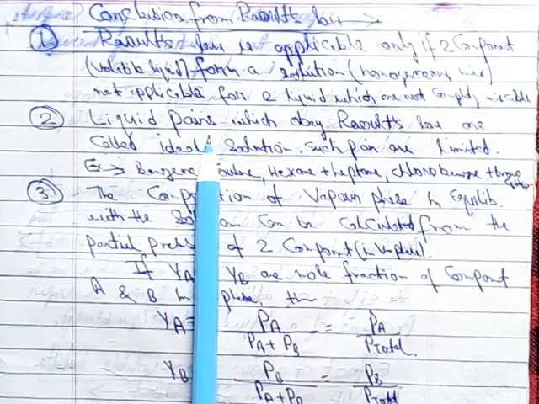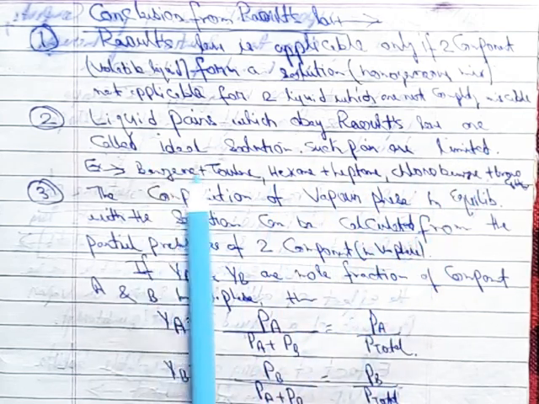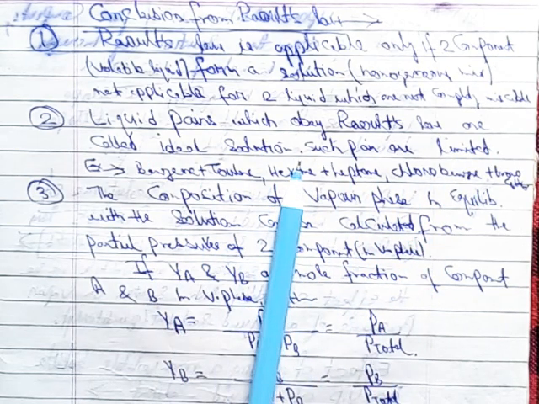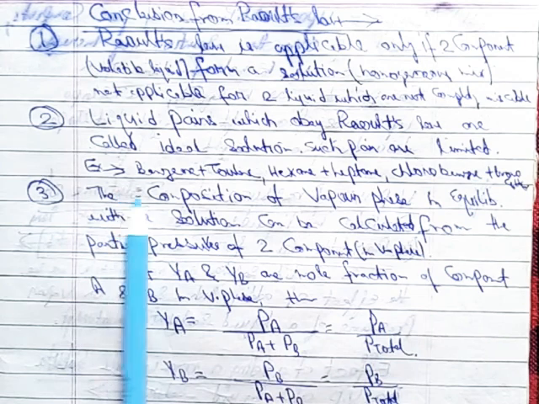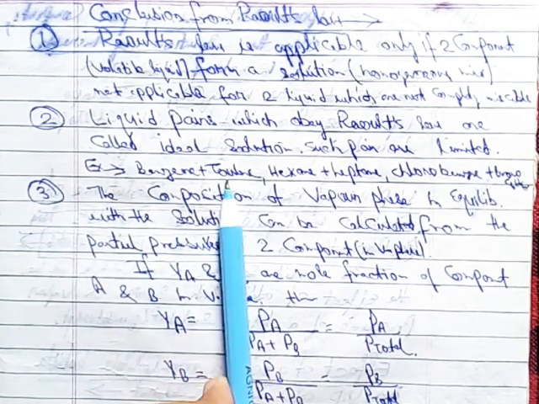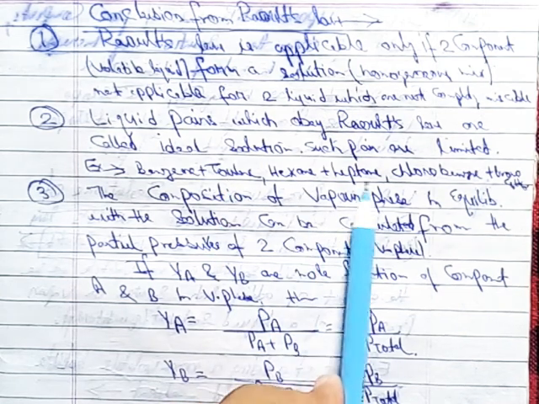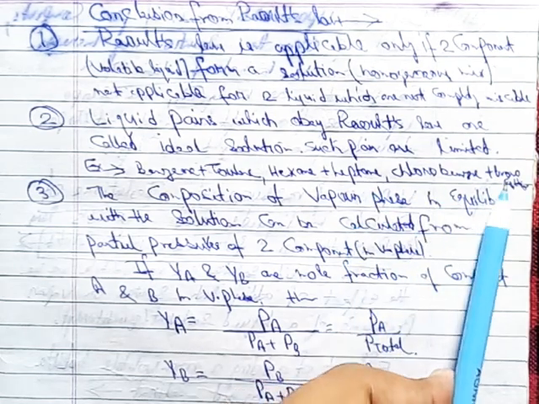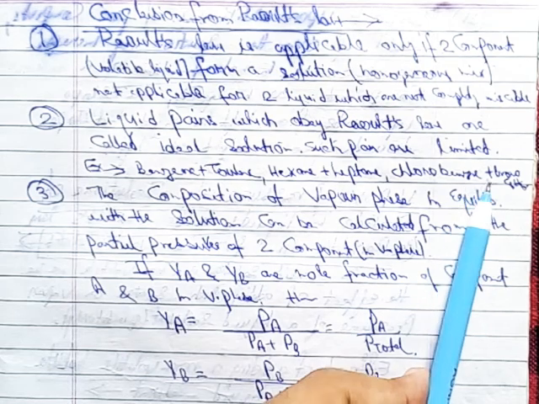Second, liquid pairs which obey Raoult's law are called ideal solutions. Such pairs are limited, so they are very few. What are examples of such ideal solutions? Benzene plus toluene shows ideal solution behavior. Hexane plus heptane shows ideal behavior, obeys Raoult's law. Chlorobenzene plus bromobenzene shows ideal behavior, follows Raoult's law.